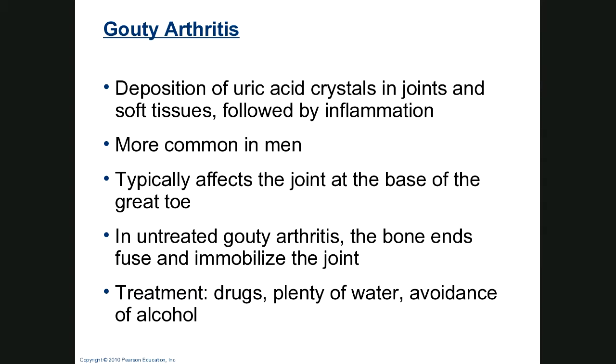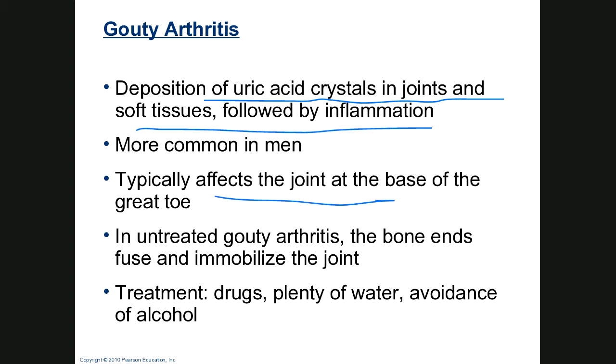Okay, gout is due to deposit of uric acid crystals in a joint and soft tissue and inflammation. Now, you've got to have an already inflamed toe, an arthritic toe. I mean, it usually starts in the big toe. But you have to have an inflamed joint and an elevated uric acid level. If it's untreated, you end up getting immobilization and permanent damage to that joint.